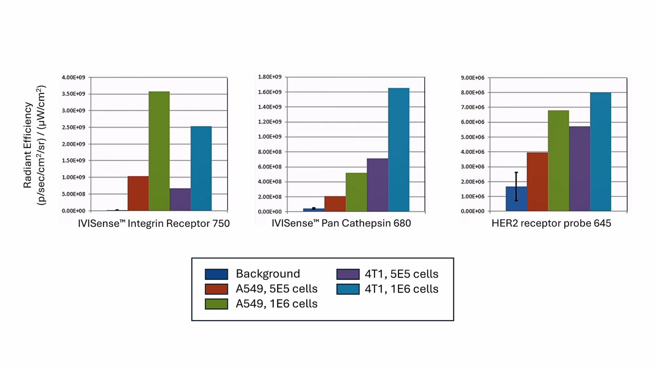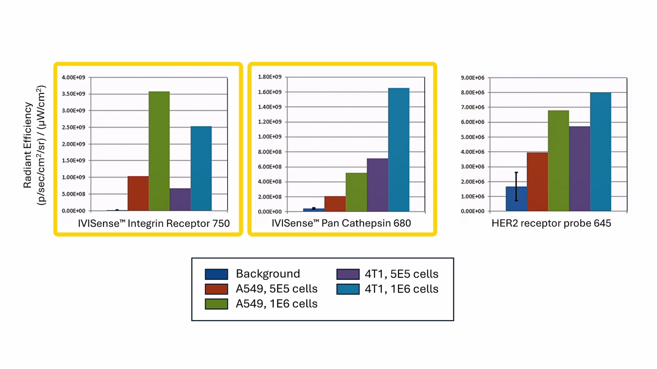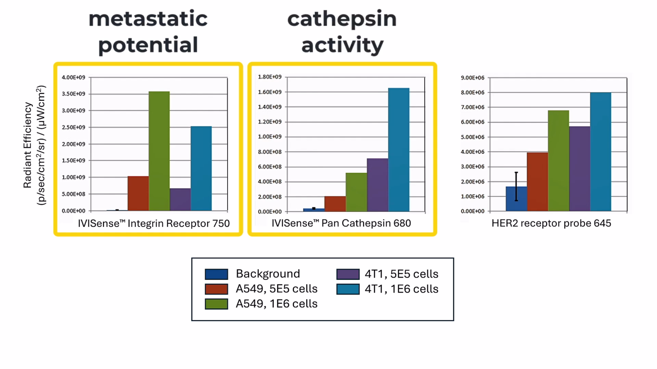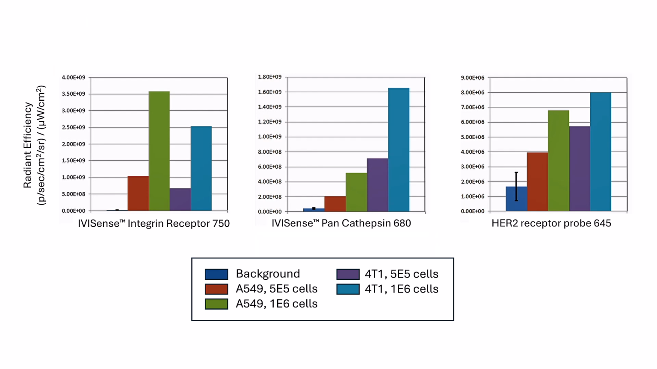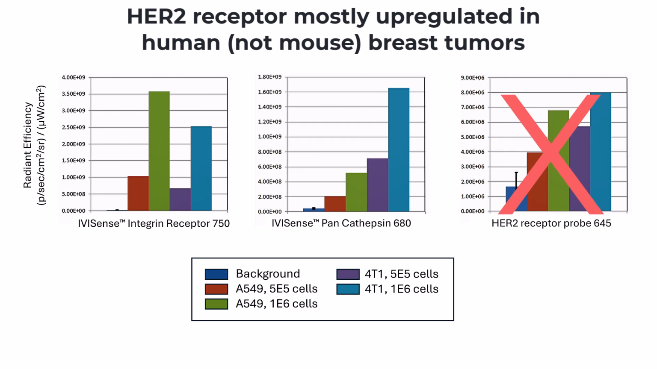In summary, 4T1 Luc2 cells and A549 cells are only targeted by the IVIS integrin receptor 750 and pan-cathepsin 680 probes. These results indicate the presence of metastatic potential and underlying cathepsin activity. As expected, the HER2 receptor probe is not optimal for A549 cells as lung tumors express little or no HER2 receptor. Nor is it optimal for 4T1 cells as they are a murine cell line and HER2 receptors are upregulated primarily in human breast tumor cell lines.